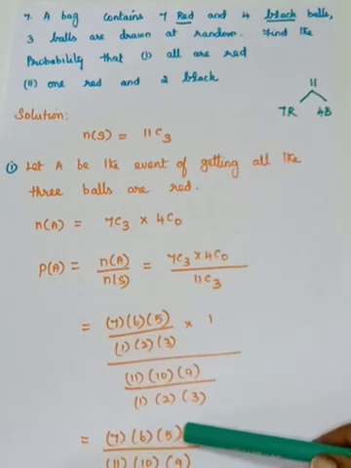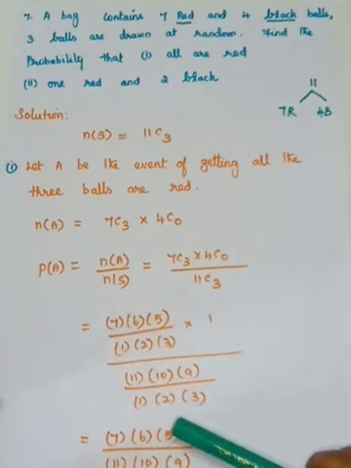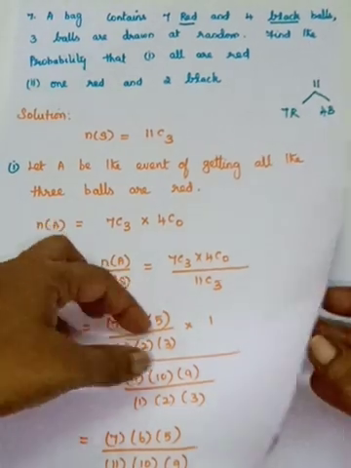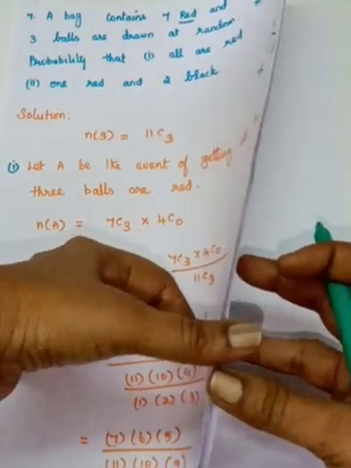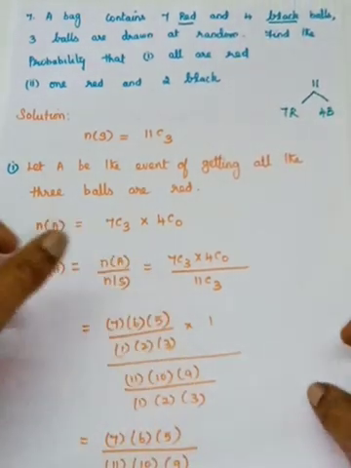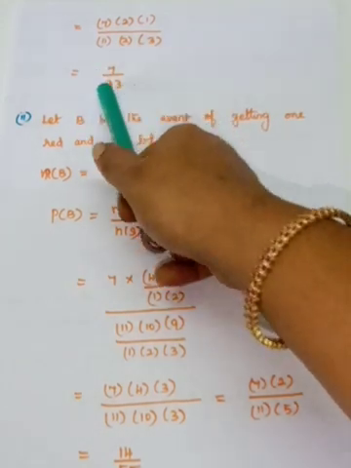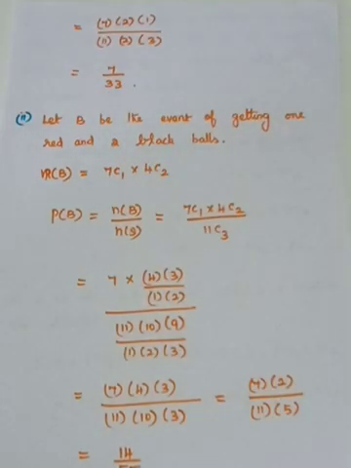7 into 6 into 5 divided by 11 into 10 into 9. See the calculation, the 5, 10 getting cancelled. So therefore in the denominator, you will have 11 into 2 into 9. The 6 and 9 if you cancel, you will have 2 and 3. So therefore if you calculate, it is 7 by 33.